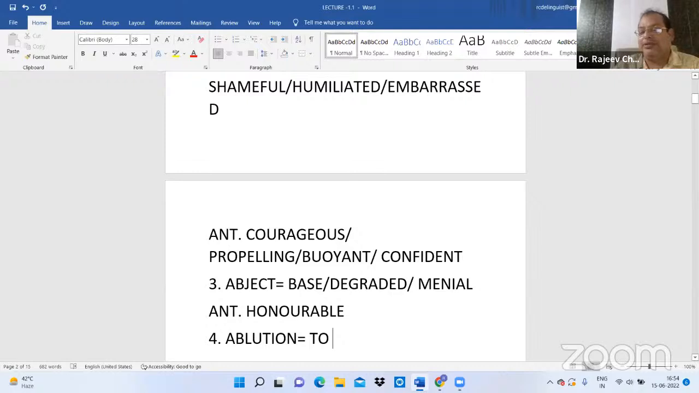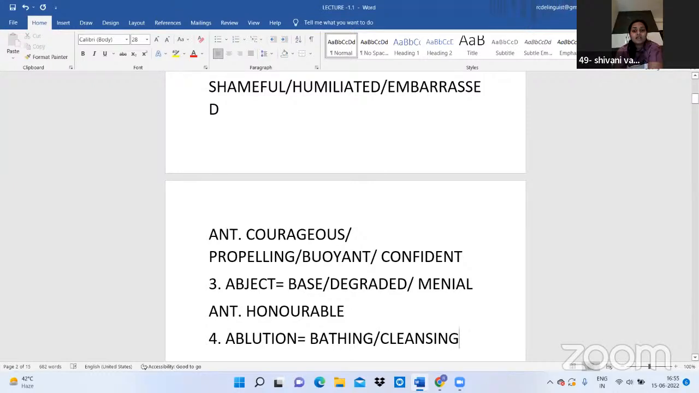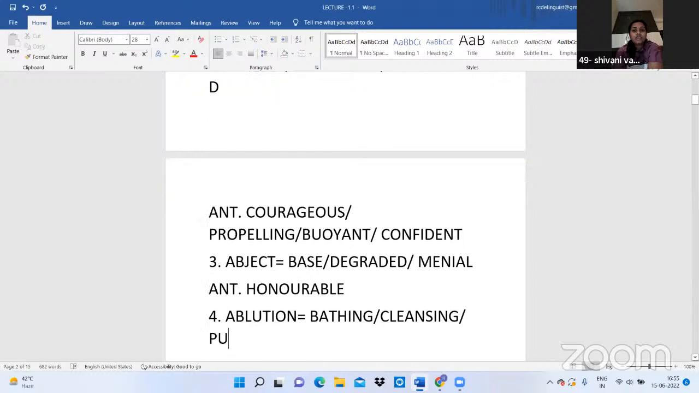Have you understood? Ablution. Ablute yourself before going to the temple. So ablution word, shuddhi, snan, karna, whatever. Bathing, cleansing and purification. Can't we say the old lady abluted the dead body before cremation?